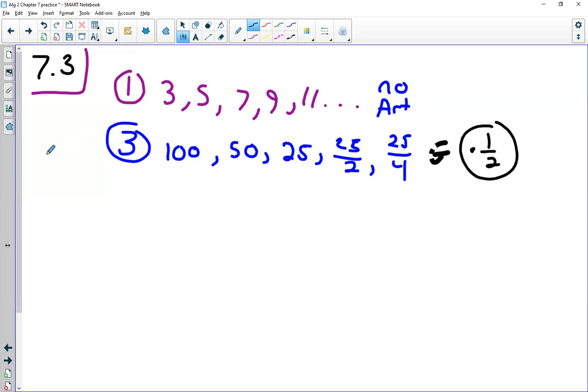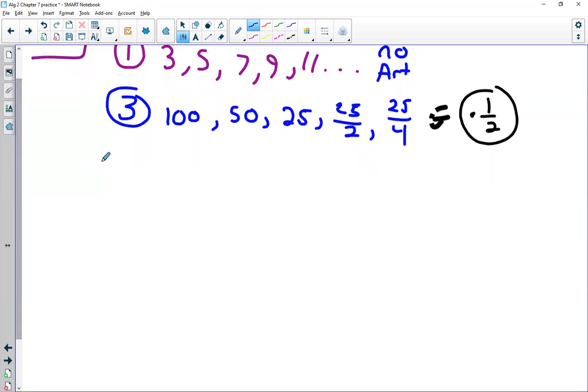Number 10, find a geometric sequence. This is when we're going to actually make the formula. The formula is a_n equals a_1 times r to the power n minus 1. That's for geometric. Where are we in the packet? We're on 7.3.